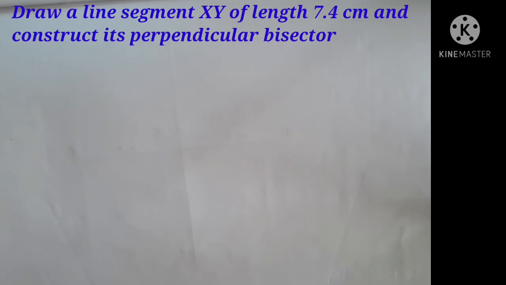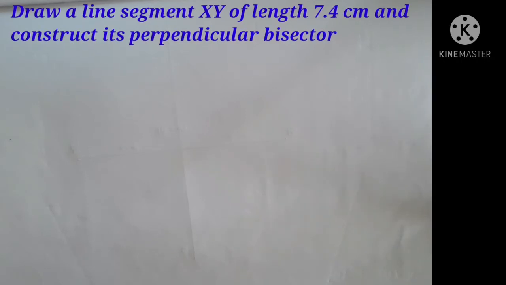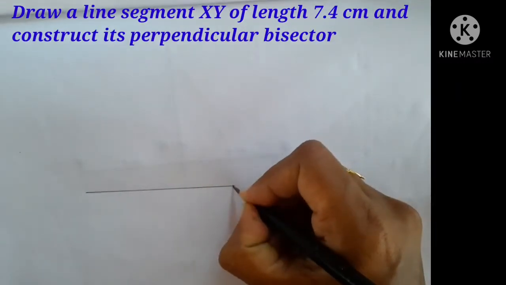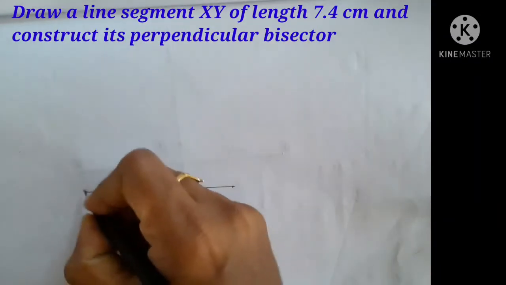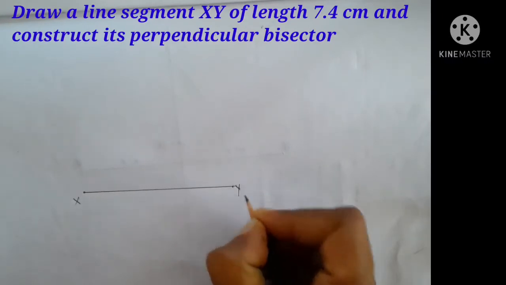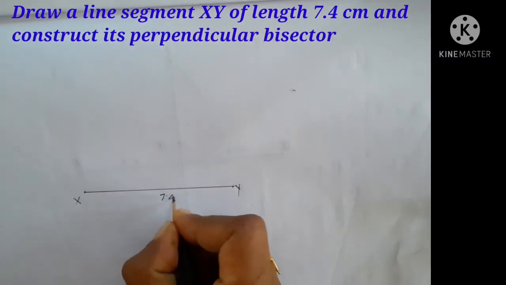Now let us move on to the next example. Draw a line segment XY of length 7.4 centimeters and construct its perpendicular bisector. The first step is to draw a line segment of length 7.4 centimeters. Name this line segment as XY. The name of the line segment is XY.